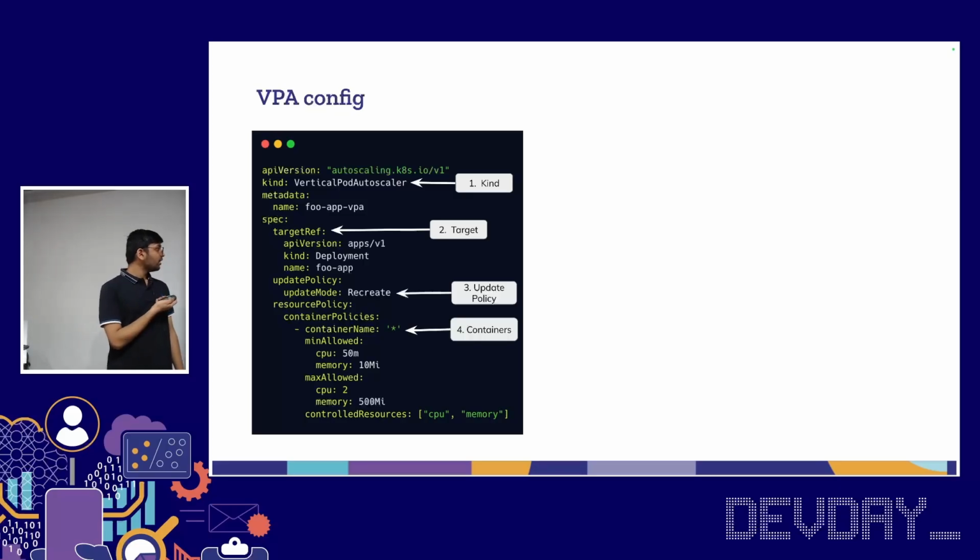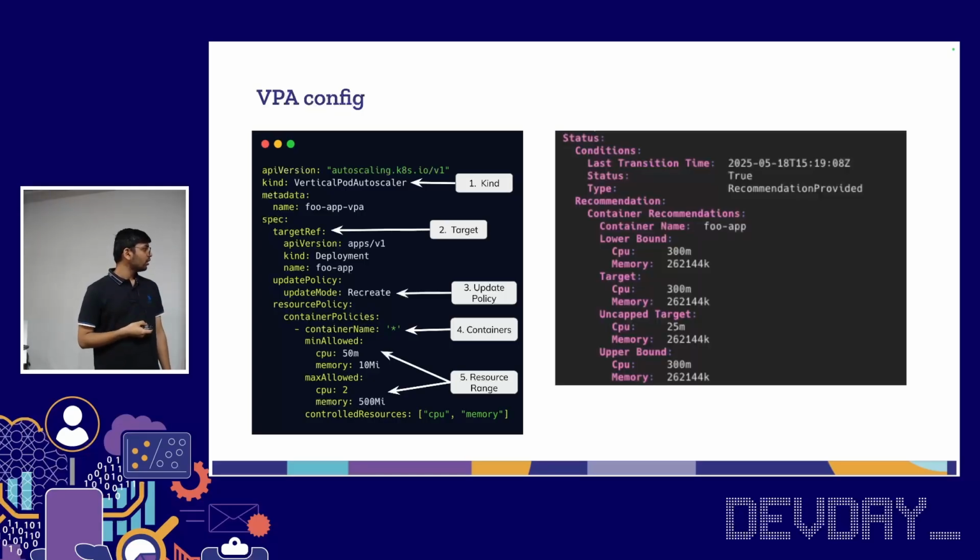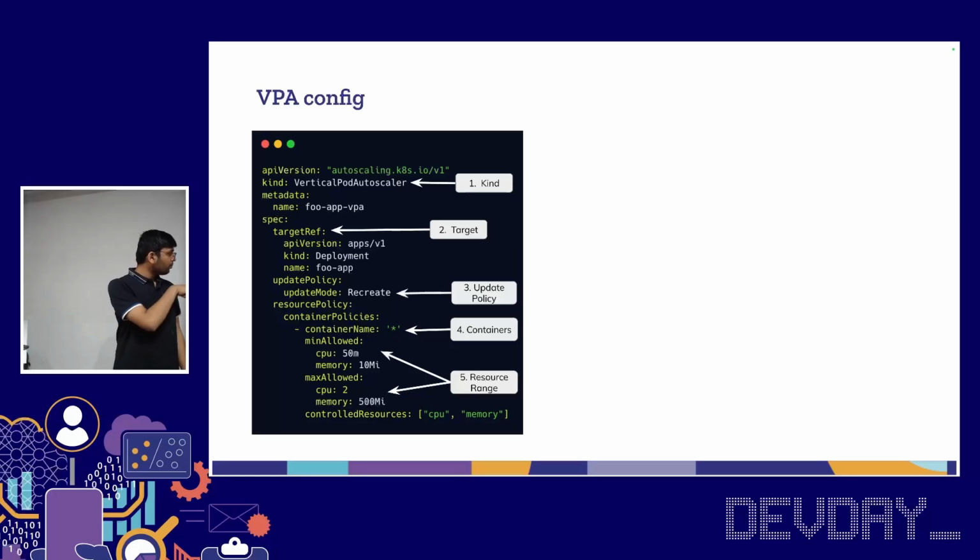Yeah, the other thing is you can set what containers to look at. So this I think is self-explanatory. This is the min and max allowed threshold. Now if you look at the bottom here, the controlled resources part, we have set it to look at both CPU and memory to come up with the recommendation. That's why we have set the min and max for both CPU and memory, right? So yeah, this is all about the config that you have set.